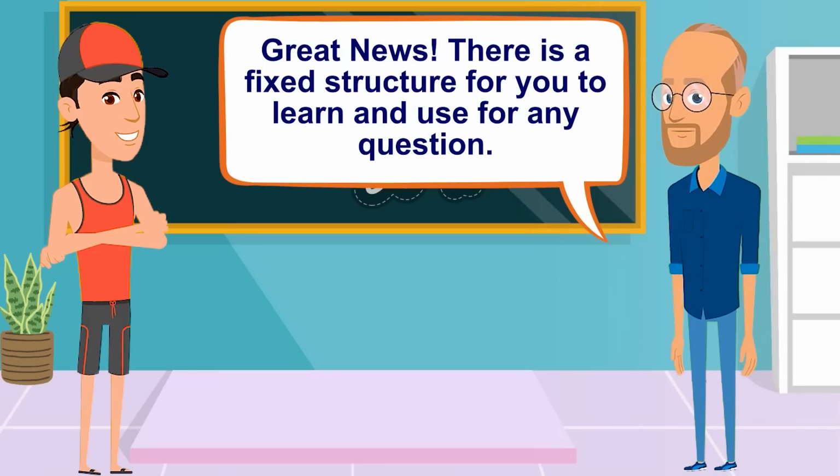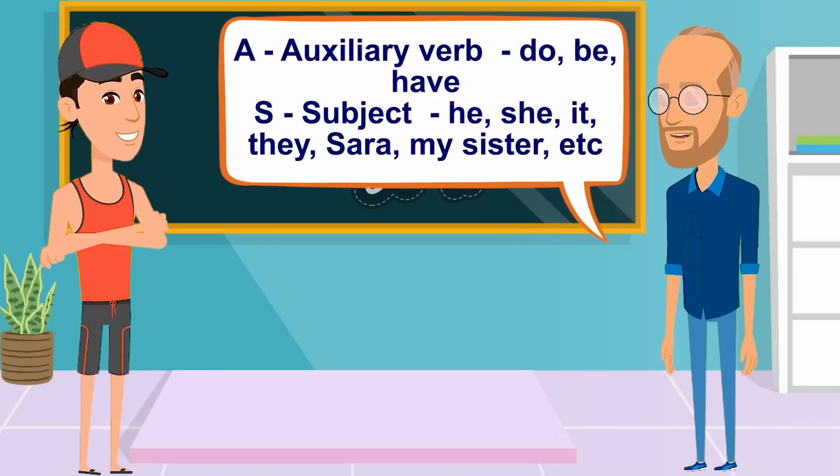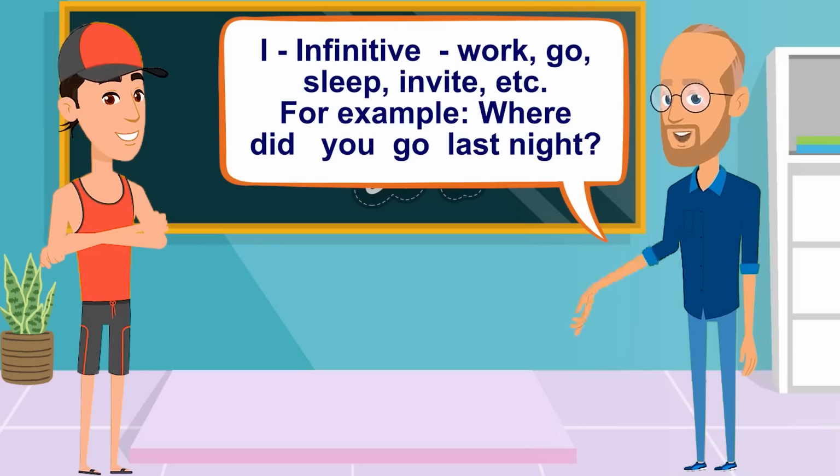Great news! There is a fixed structure for you to learn and use for any question. It's called QUASI. QU, question word: what, when, why, where, etc. A for auxiliary verb: do, be, or have. S for subject: he, she, it, they, Sarah, my sister. And I for infinitive: work, go, sleep, invite. For example, where did you go last night?